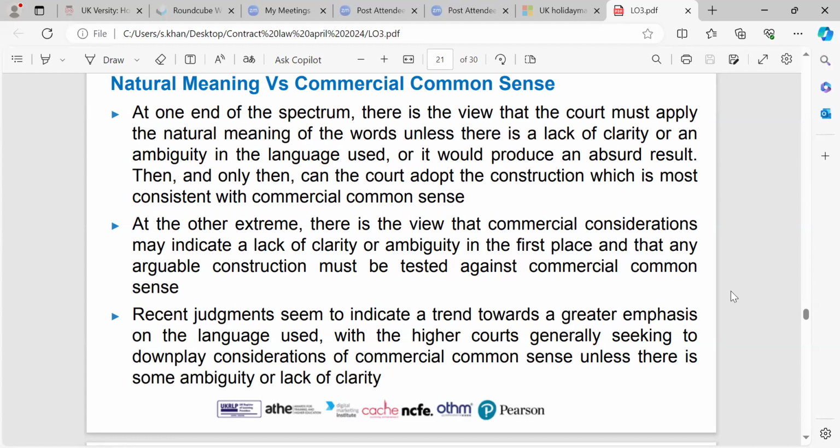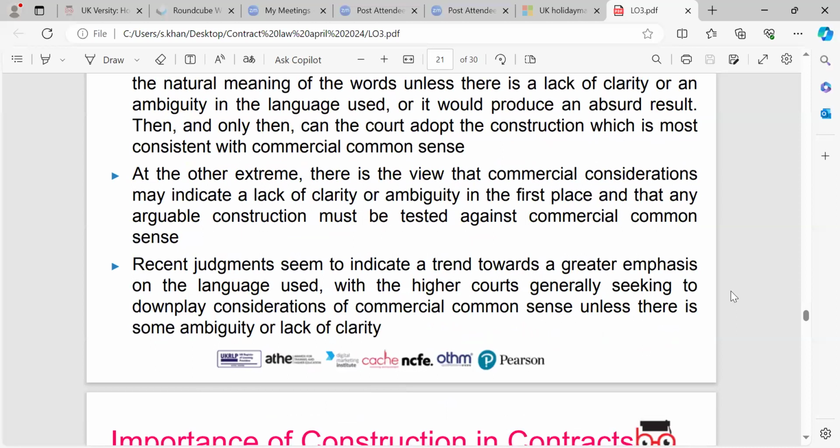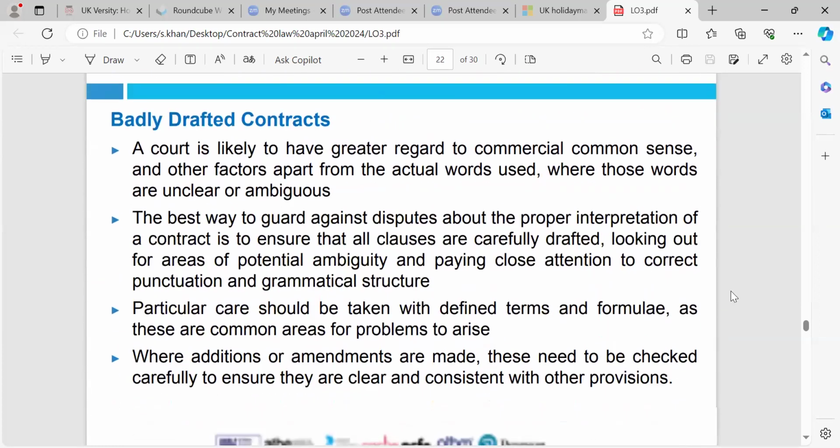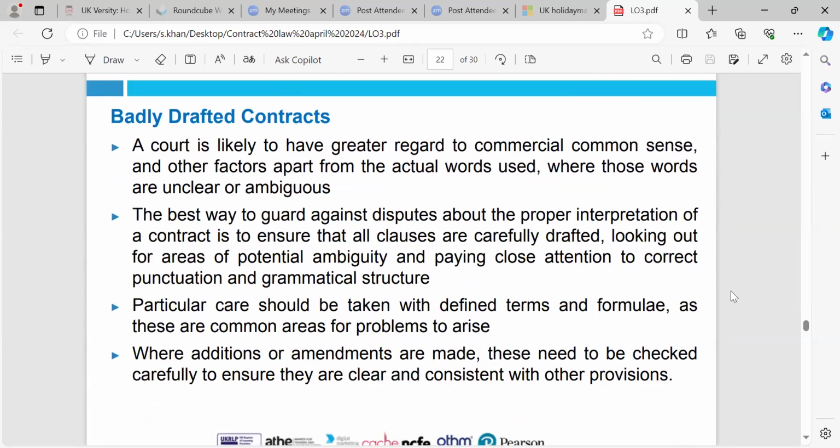However, where there is ambiguity and more than one possible construction, the court will select the interpretation that makes the most commercial sense, the presumption being the parties would have intended a commercial result. Badly drafted contracts: a court is likely to have greater regard to commercial sense as opposed to the actual words, as we've just mentioned.